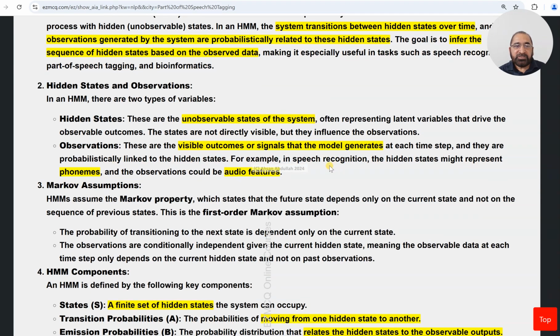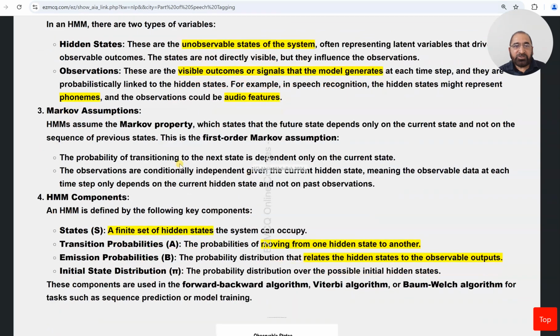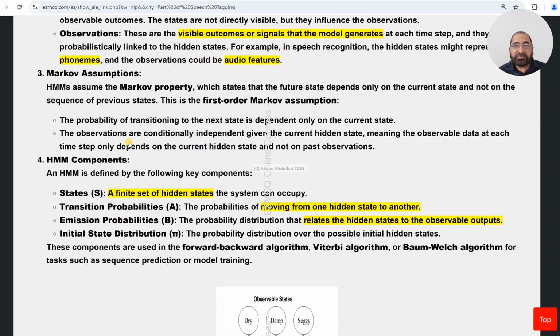For example, in speech recognition, there are the phonemes and then audio features, right? And we observe the audio features. Okay, so the Markov assumption is that the future state depends only on the current state and not on the sequence of previous states. And that sequence of previous states is covered by the Viterbi algorithm.